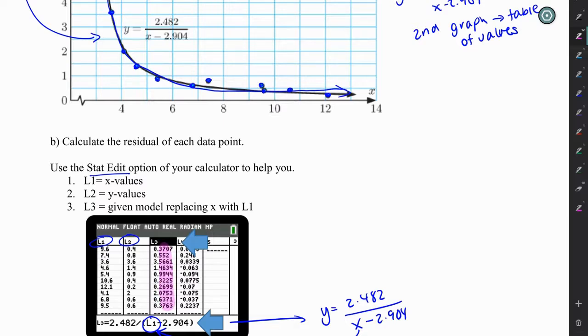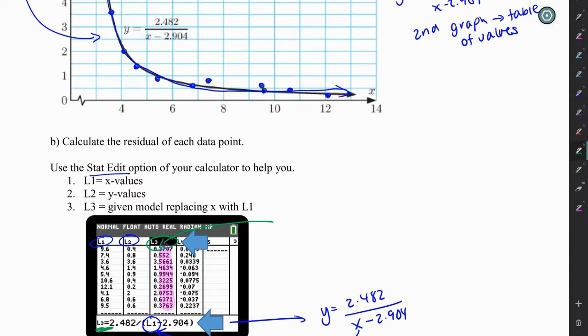Okay, so in order to make it do that, when I type it in, I have to have this L3 part highlighted. So you can see down here it says L3 equals, and you can see that up here I have it highlighted in black. That's the part of the calculator where you want this equation typed in. And then once you hit enter, it'll do this.